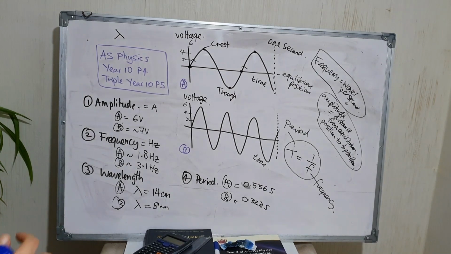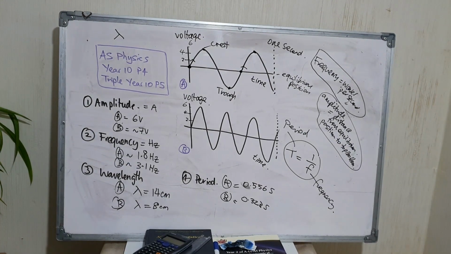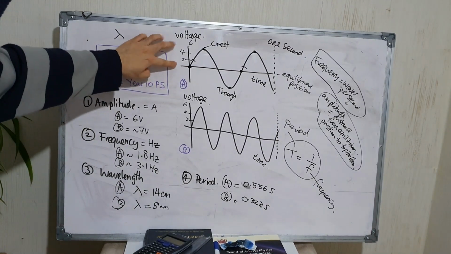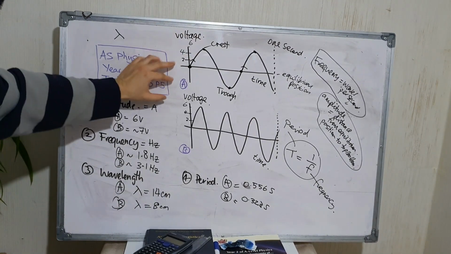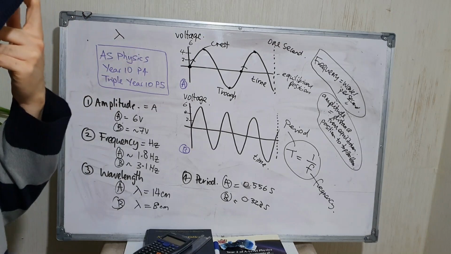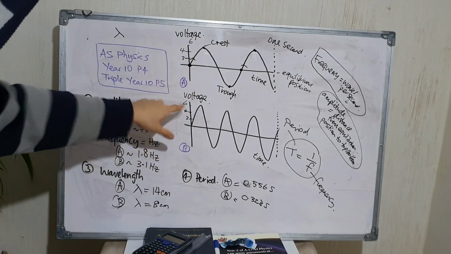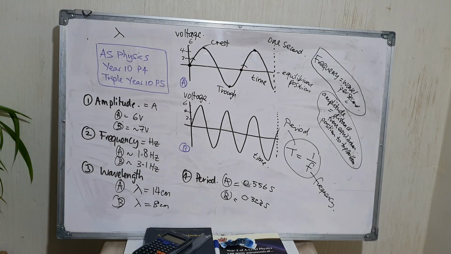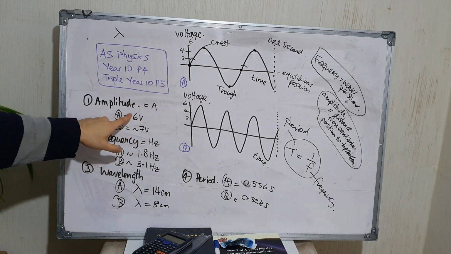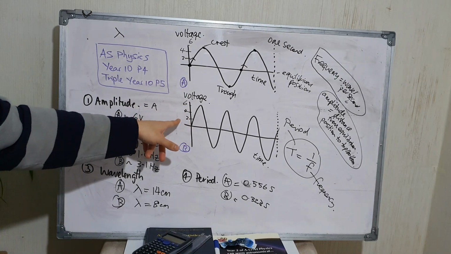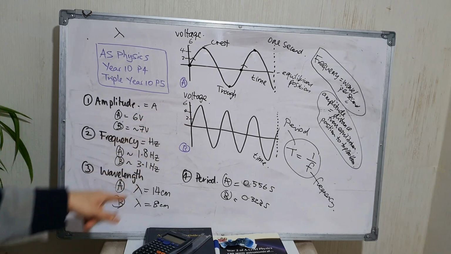All right, so let's just recap. The amplitude is the distance from the equilibrium position to here. Assuming it's symmetrical, it's the same from there to there. If we look at the y-axis, that is 6 volts. This is more than 6. So the amplitude for A is 6 volts. The amplitude for B, I just made it up, is probably roughly 7 volts.